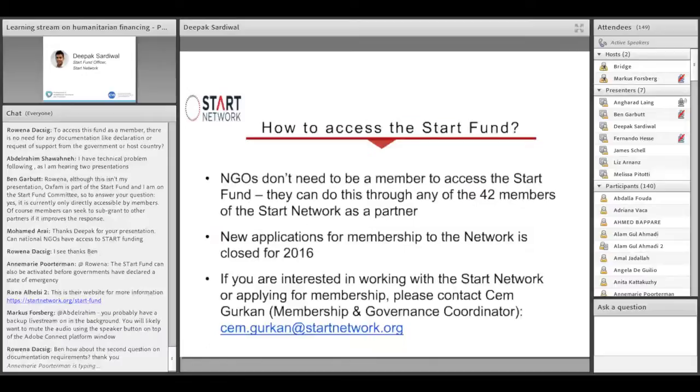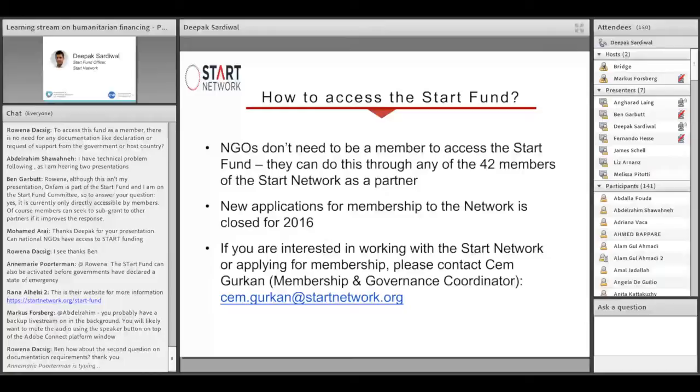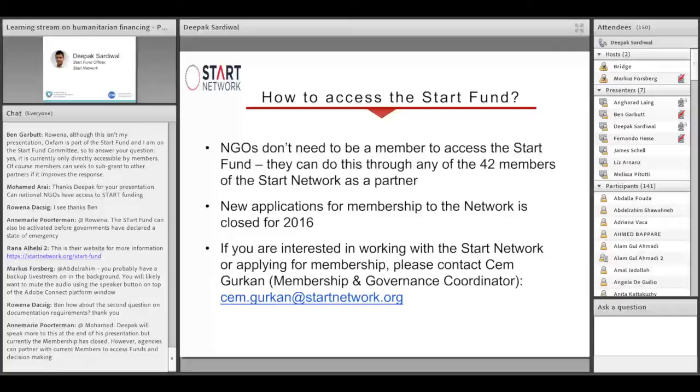Great. So this slide here on how to access the START fund, I'm sure many of you are keen on this particular slide. And I just wanted to highlight that NGOs don't need to be a member to access the START fund. They can do this through any of the 42 members of the START network as a partner.